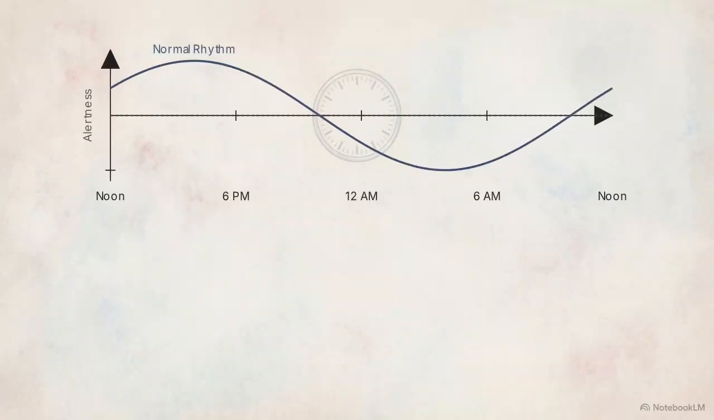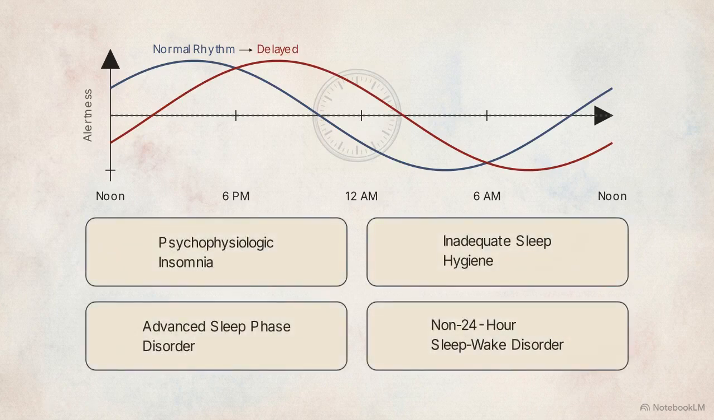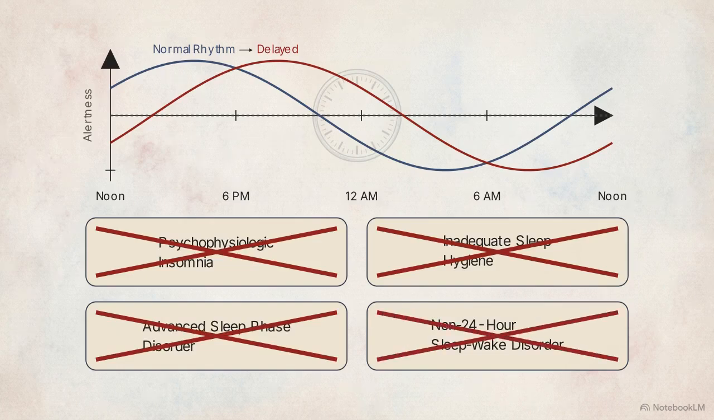This graph illustrates delayed sleep phase disorder. The shifted wave shows a misaligned circadian pacemaker. Falling asleep easily eliminates psychophysiological insomnia. Avoiding late caffeine rules out inadequate sleep hygiene. The late-night delay makes advanced sleep phase disorder incorrect. The 2 a.m. onset eliminates non-24-hour sleep-wake disorder.